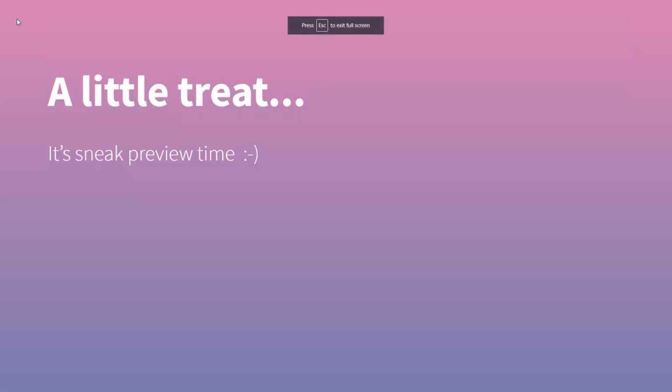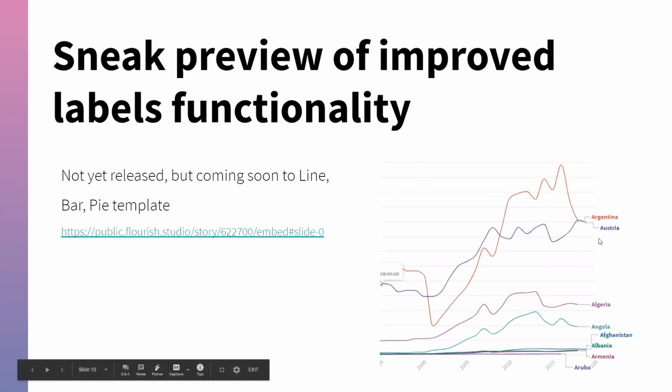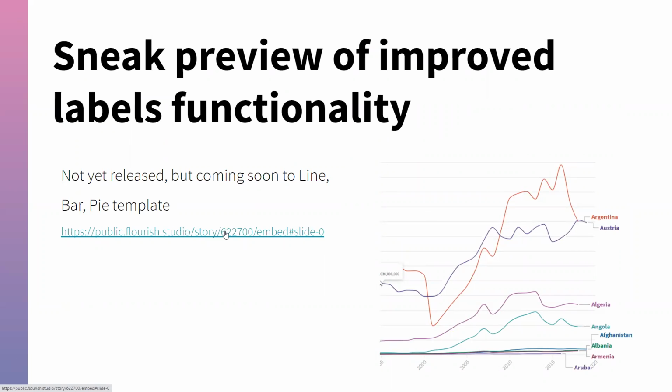Okay, so a couple of little treats to end on, sort of sneak preview time. We like to give you something that you won't be able to get anywhere else other than this webinar. So two small things for you here today. One is something a lot of customers have asked us about, so we wanted to show you that we've been working hard on, which is improved line labels functionality, and we can see that being previewed here. So just thought I'd give you an example of that in action.